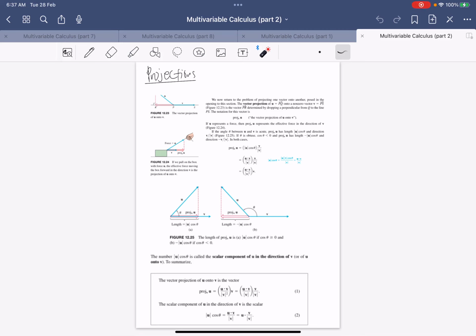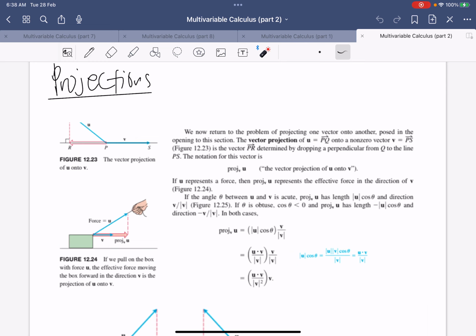Hi, in this video, we'll be talking more about vectors. Let's begin with understanding what is known as a vector projection of U. For example, now we have two vectors U and V, and we want to find the component of U that is parallel to V. This is known as a vector projection.